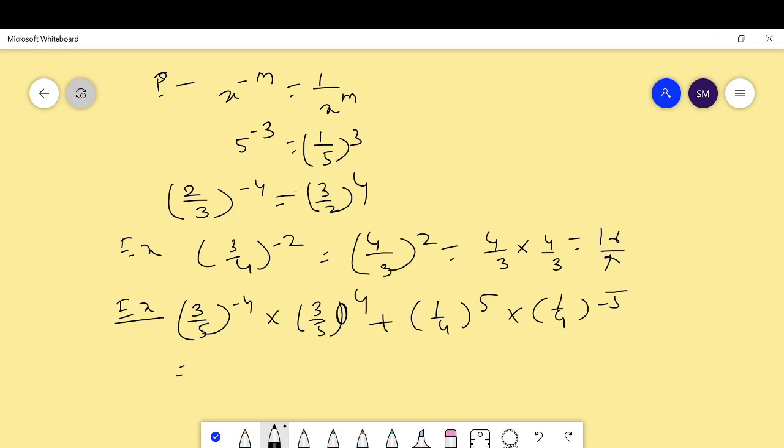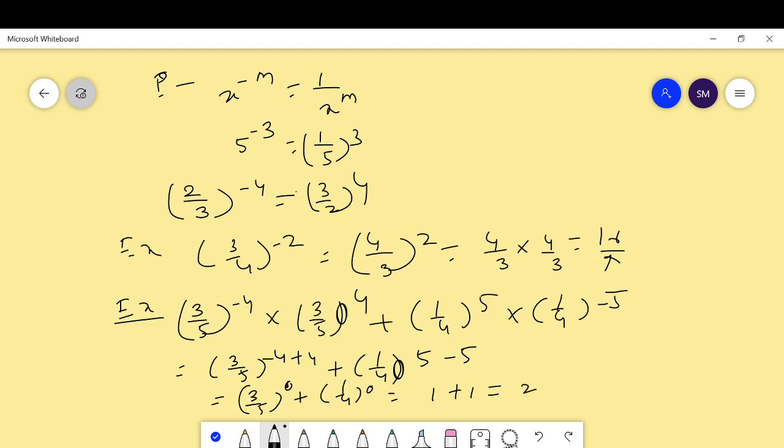Let us discuss here. In this case, multiplication, you know the exponents get added. This is 3 upon 5 to the power minus 4 plus 4, plus 1 upon 4 to the power 5 minus 5, which is equal to 3 upon 5 to the power 0 plus 1 upon 4 to the power 0. Then as you know, x to the power 0 is always 1. This is 1 plus 1, which is equal to 2. 2 is the answer to the question.